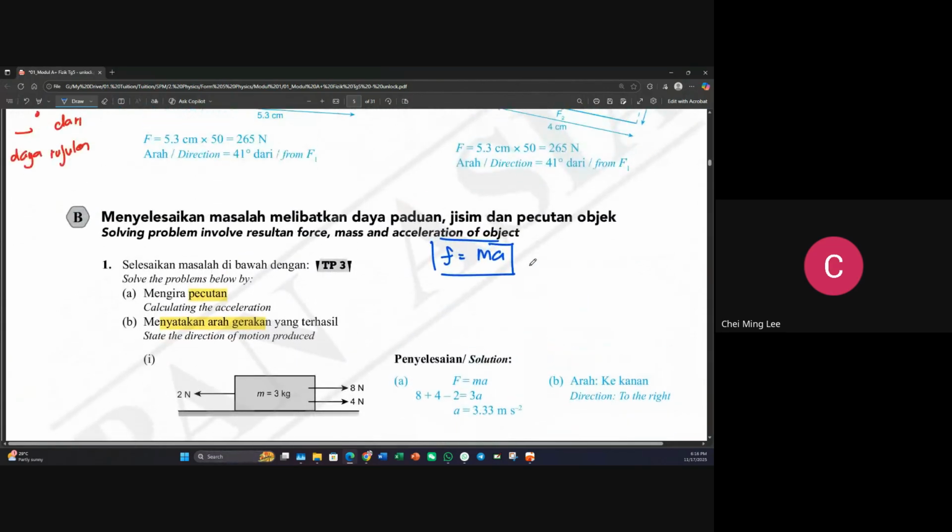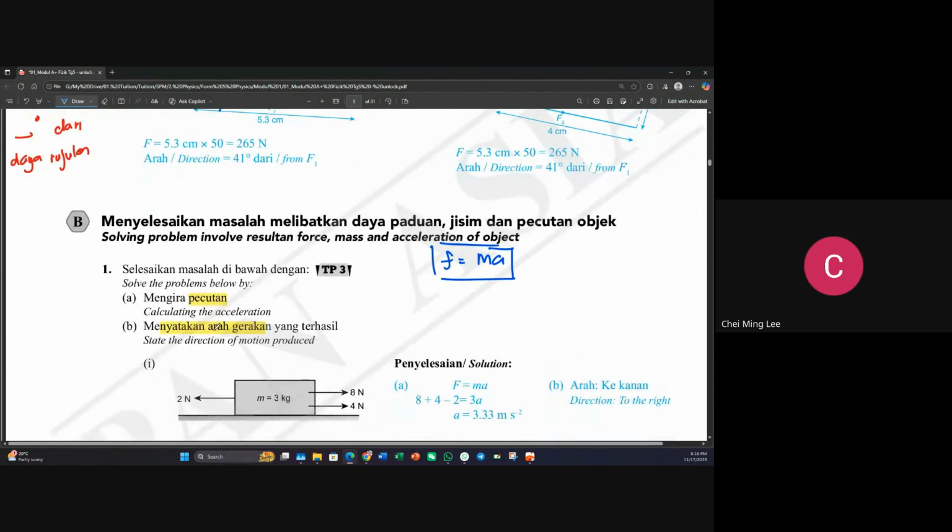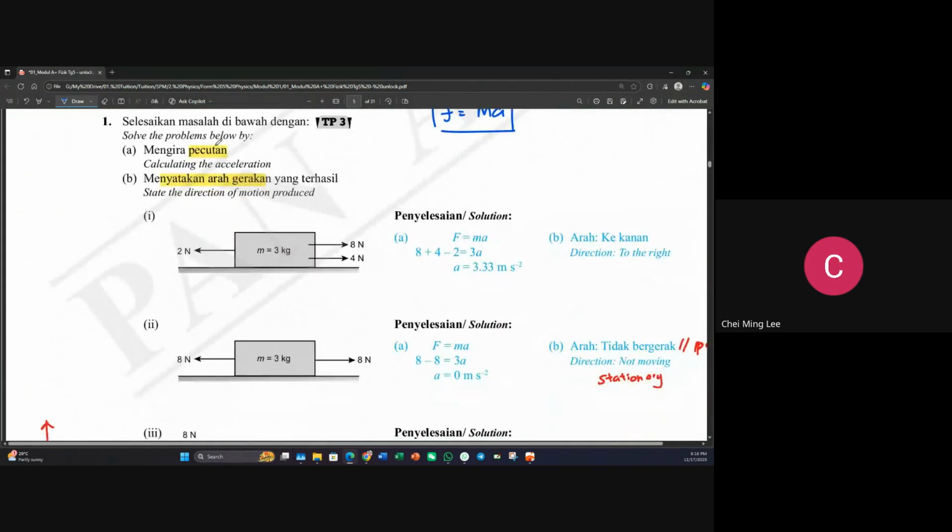Now, let's see how we solve the problem involving resultant force, mass, and acceleration of an object. First we need to calculate the acceleration, then we state the direction of motion. So this is the question. Now first, F equals ma. So your F is 8 plus 4 minus 2 equals 3a. So from here you will get a equals 3.33 meter per second squared. Okay, because you move 3 here. So 8 plus 4, 12 minus 2, 10. 10 over 3, so you get 3.33. So it moves to the right because the right hand side has higher force.